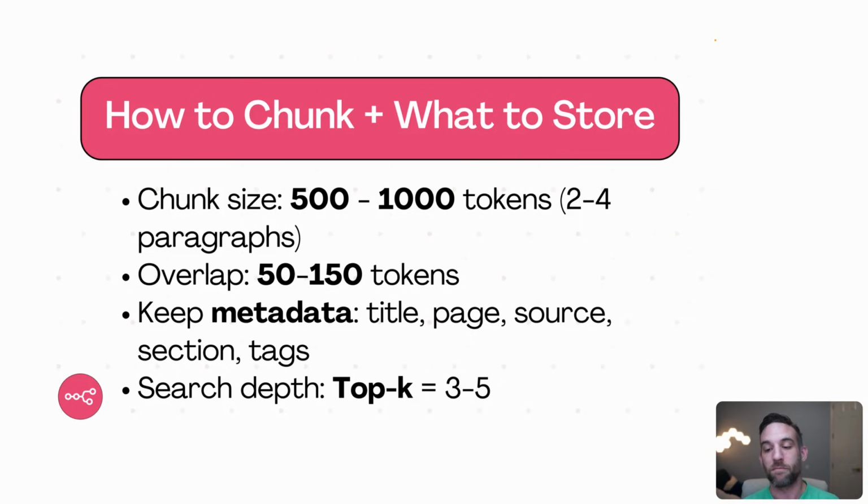And then you want to keep metadata. This is really going to be helpful for retrieval. So you typically can use a title, page, source, section, or tags as part of that metadata. Then the search depth is the top K that we just talked about. So it's going to be like 3 to 5 chunks that you want to return.